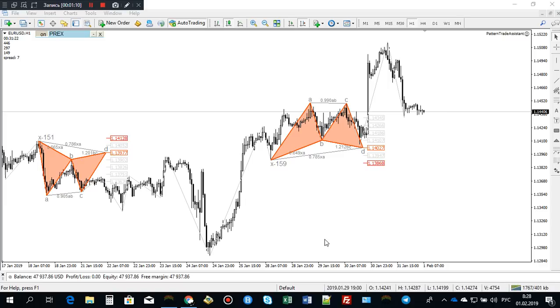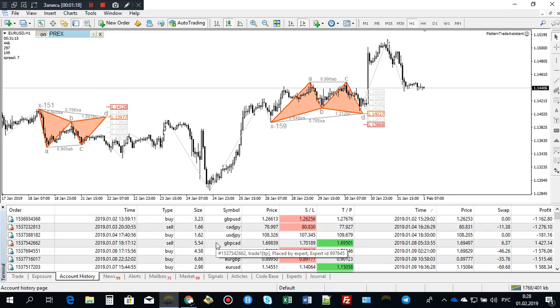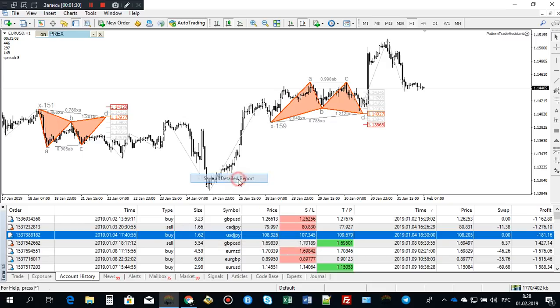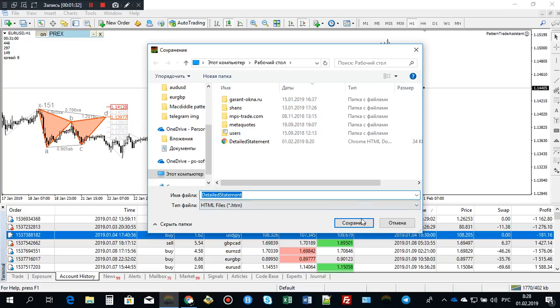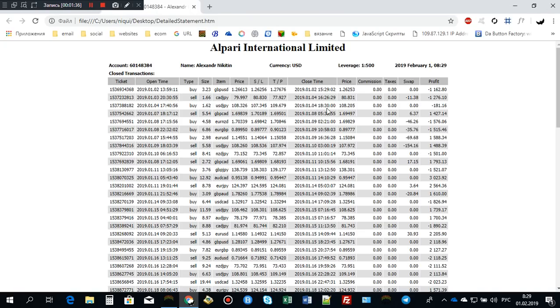And the first item in my list is this trading. If you are new to MetaTrader, to find your trading history, you need to go to account history, and usually MetaTrader downloads that history automatically from your broker servers. What you need to do is right click and save as detailed report, and save your file somewhere on your computer, and this file will be automatically opened.